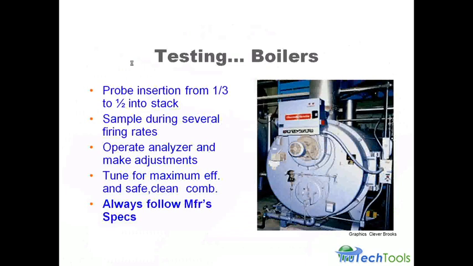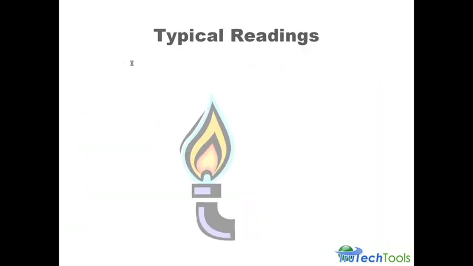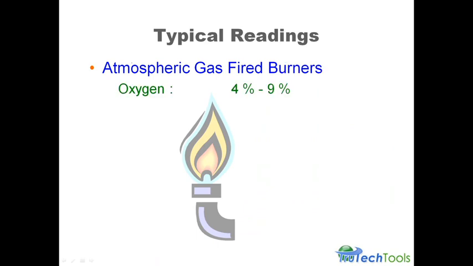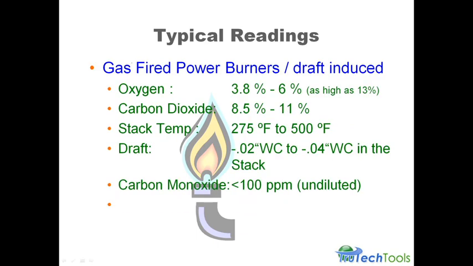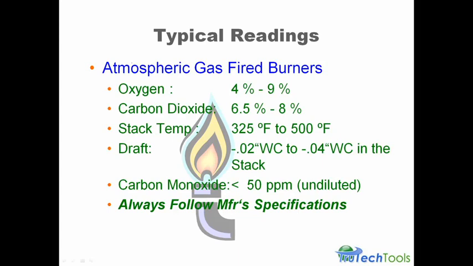All right, testing boilers. Again, we've got a bigger stack, so 1/3 to halfway in the stack, find the hot spot, right? We're going to tune it for maximum combustion efficiency. This is almost a whole separate class. I don't want to get into big detail on this, but typically we're adjusting that thing for the lowest excess air possible with some factor of safety built in there, but we're trying to tune it for efficiency more than safety.